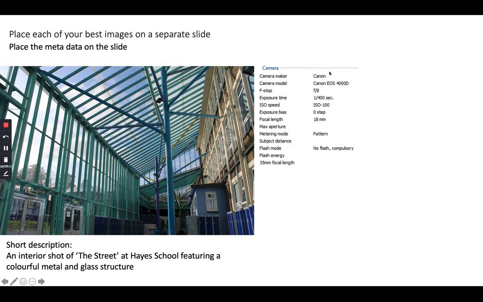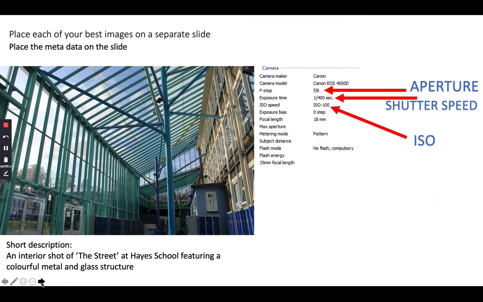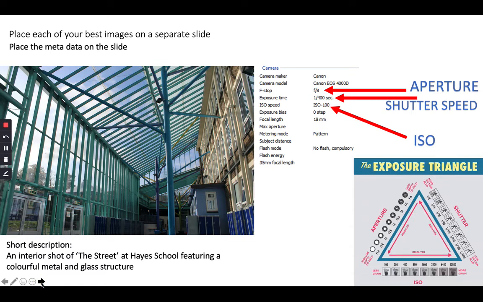Now I've extracted the metadata, and I'm about to break down what that actually means. First we have the aperture, the f-stop. Here we have f/8. Next we have the exposure time, or the shutter speed, that's 1/400. And then we have the ISO, which in this case is 100. Now using the exposure triangle, I'm going to break down what that actually means.